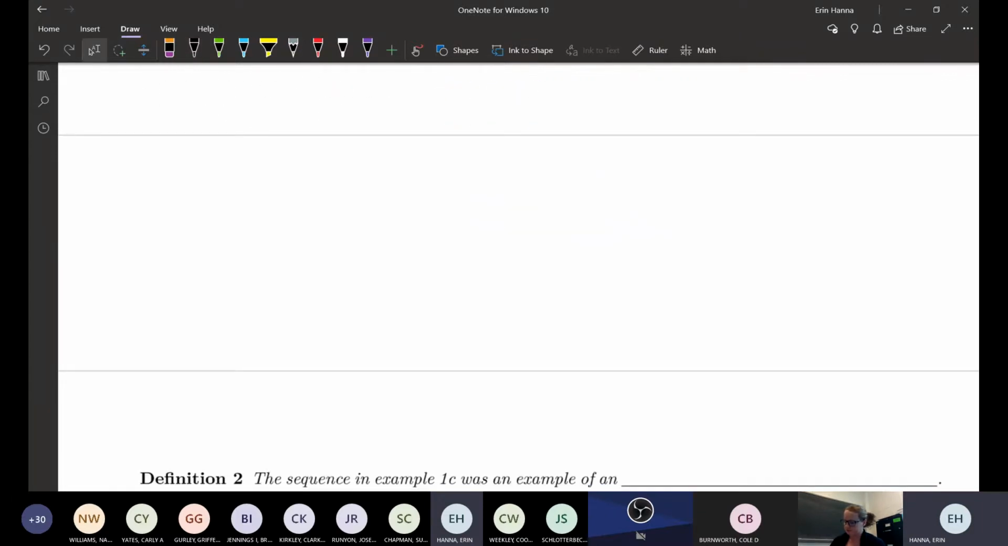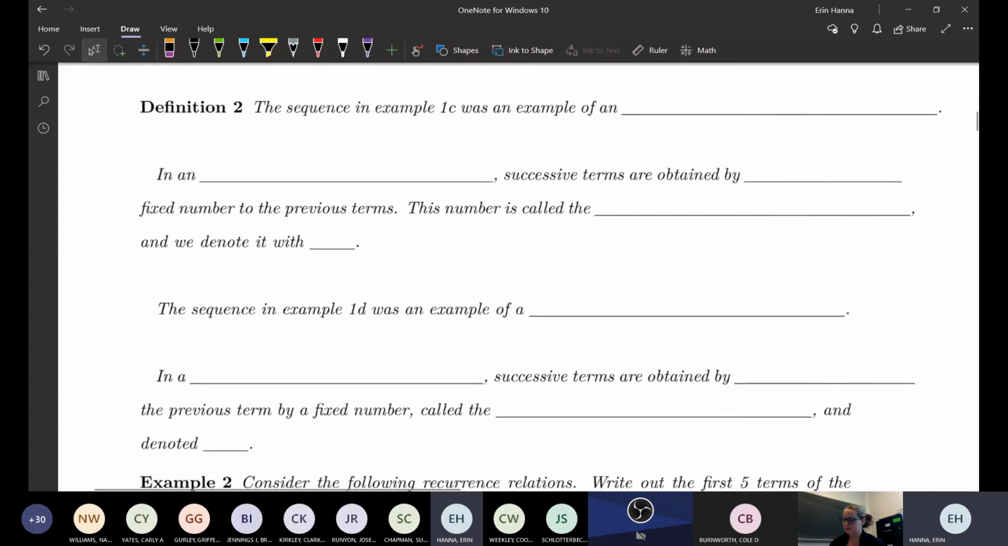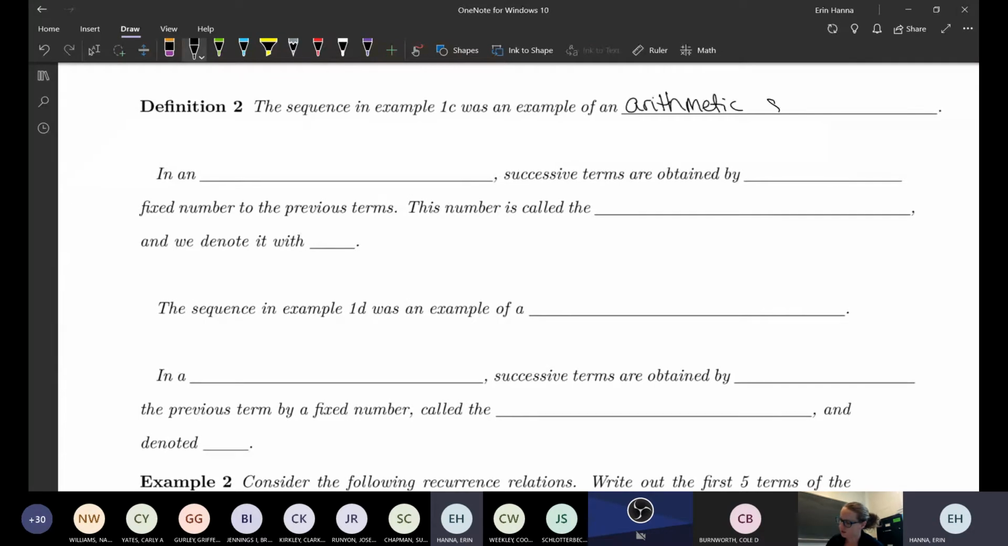So that third example that we just looked at was an example of something called an arithmetic sequence. And that was the one, just to remind us, that was 5, 8, 11, 14, 17. Essentially the one where we found that we were adding 3 each time.